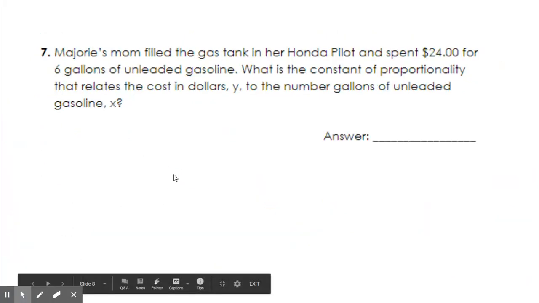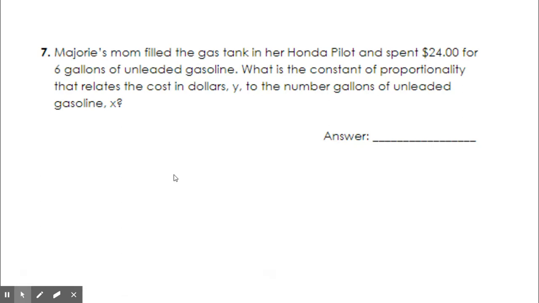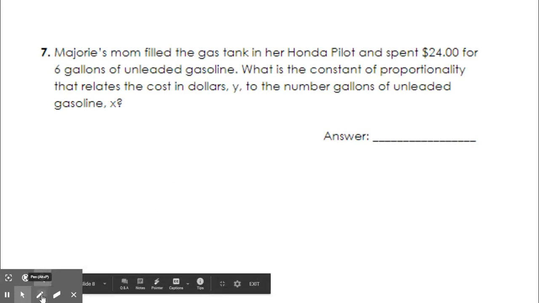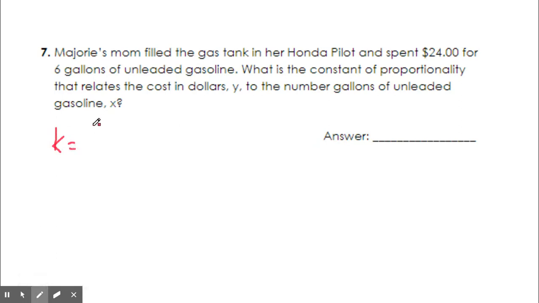Number 7, Marjorie's mom filled a gas tank in her Honda Pilot and spent $24 for 6 gallons of unleaded gasoline. What is the constant of proportionality that relates to the cost in dollars Y to the number of gallons of unleaded gas? All right, constant of proportionality, which on your 7th grade math formula chart, it shows it as K equals Y over X.